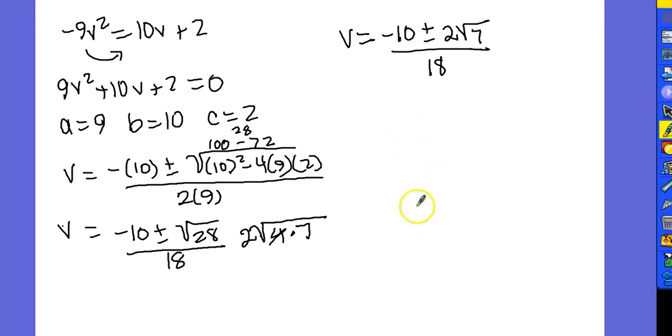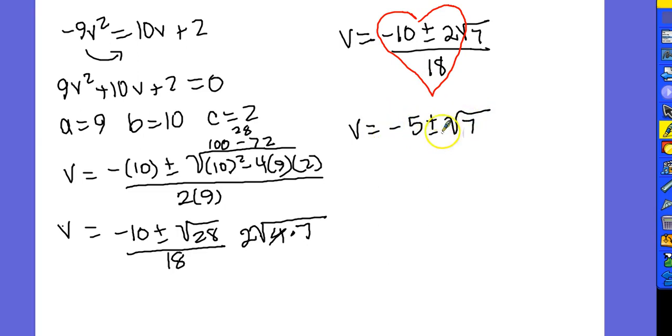Yeah, I think you're seeing it. I'm thinking I've got to show this problem a little bit of love, simplify its life a little bit by pulling out its GCF. So the GCF I heard was 2. So let's divide all those numbers by 2. Negative 5 plus or minus square root of 7. We don't need to put a 1 there. Over 9. Now, we would, of course, separate that into negative 5 minus the square root of 7 over 9.